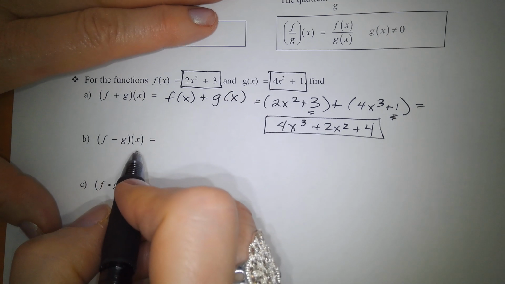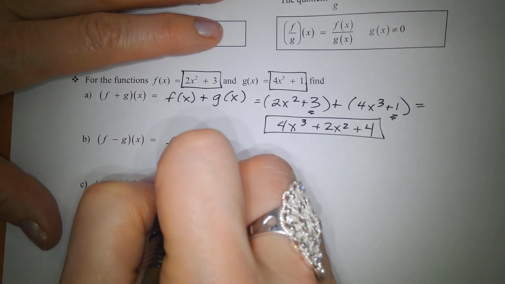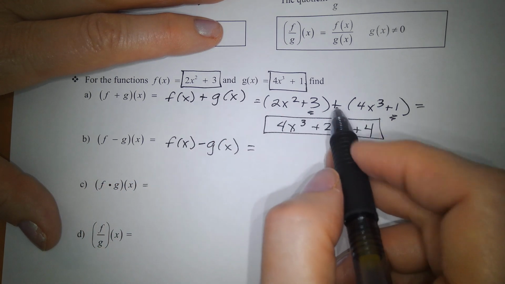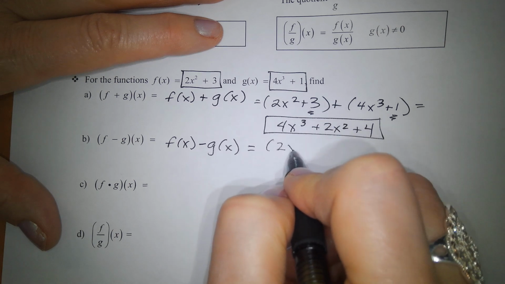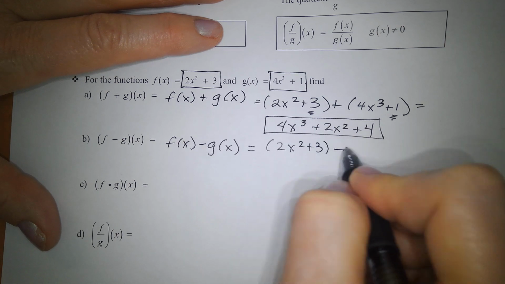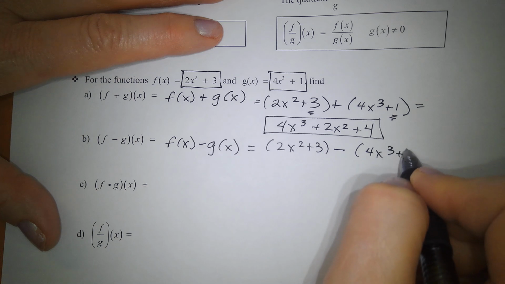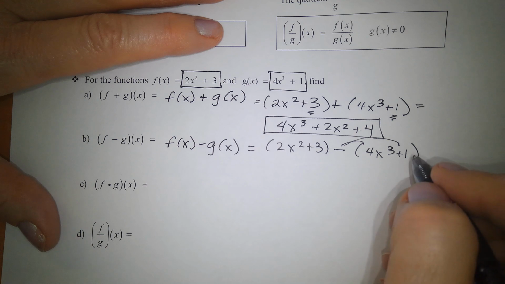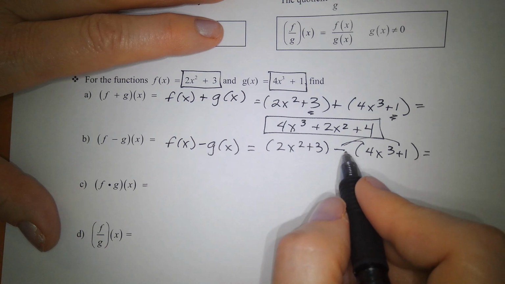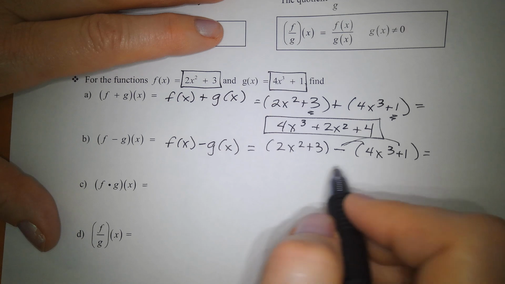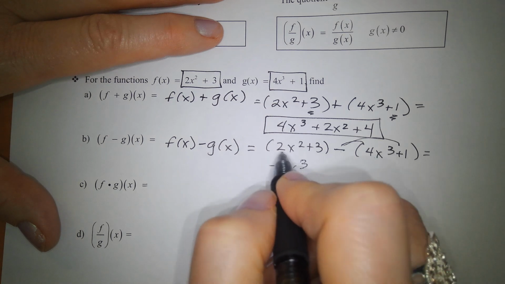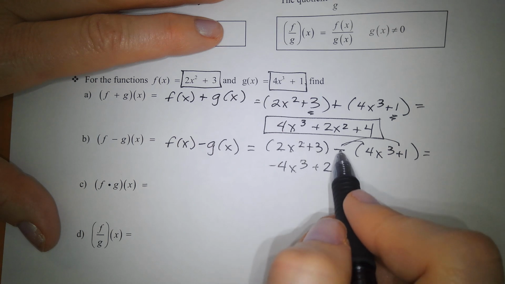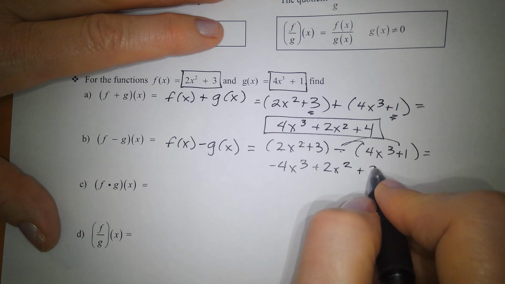So now when I subtract, I take f of x and I minus g of x. So I do the same thing I did for plus, but I change the plus sign to subtraction. So it becomes 2x squared plus 3 minus 4x to the third plus 1. So you're going to notice I'm going to need to distribute that negative sign. So my first term is going to be negative 4x to the third plus 2x squared. Then I have 3 minus 1, which is 2.